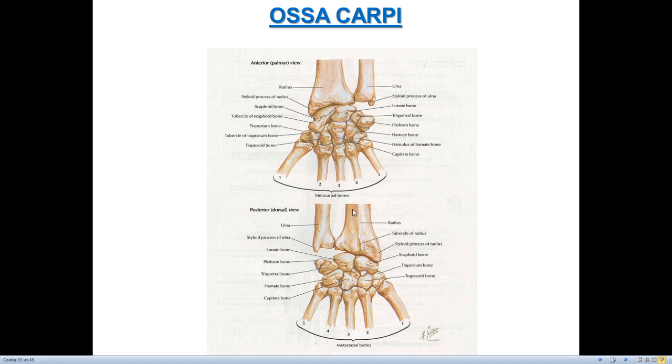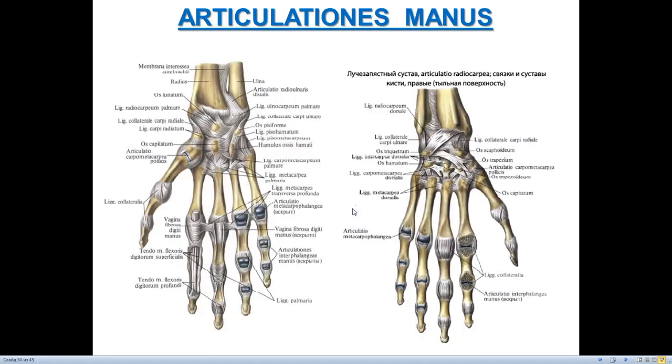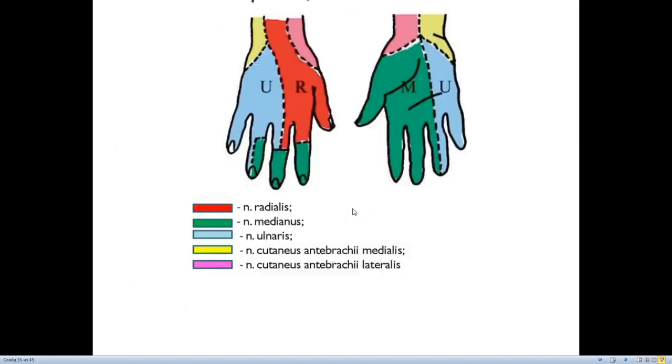Joints. Here form the articulatio radiocarpea, articulatio mediocarpea, articulatio carpometacarpea, and articulatio carpometacarpea pollicis. Innervation formed by the radial, median, ulnar, cutaneous antebrachial medial, and cutaneous antebrachial lateral nerves.